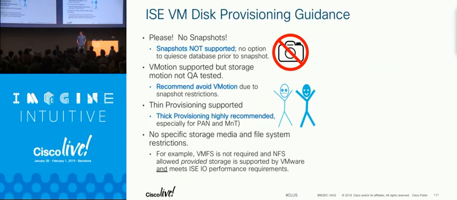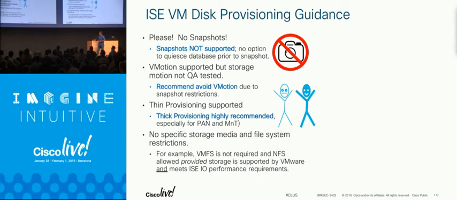Next thing would be backup and restore through the VM. And I get this question a lot. So snapshot is not a good way to back up and restore ISE. Maybe it's a good way to test something in your lab and stuff like that, but typically snapshot is not the recommended way to back up or save ISE configuration.